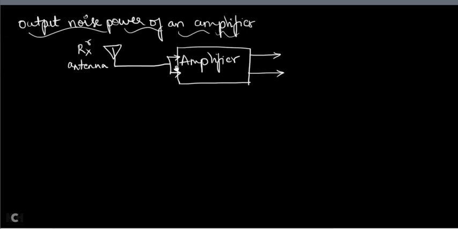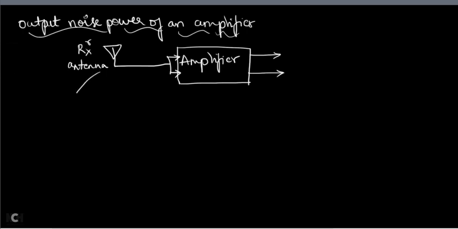Because there is a receiving antenna, there can be thermal noise present in the receiving antenna. Thermal noise is due to the increase in the temperature. The electromagnetic waves received by the receiving antenna will heat it up. Because of that heating and the increase in the temperature of the receiving antenna, thermal noise can be generated at the receiving antenna, right?